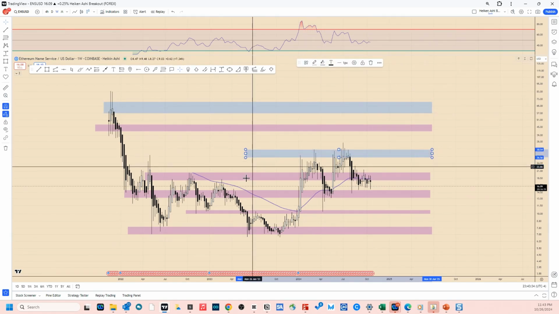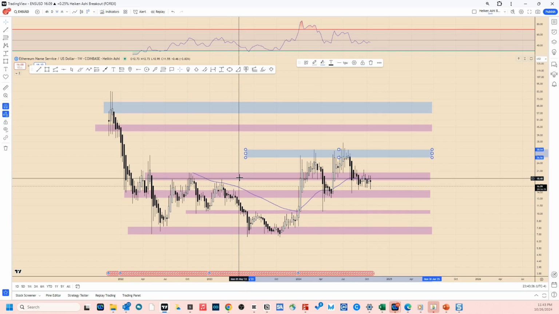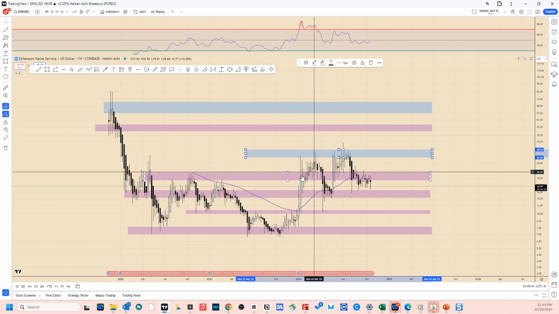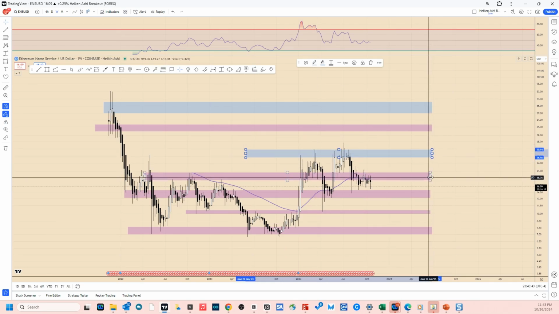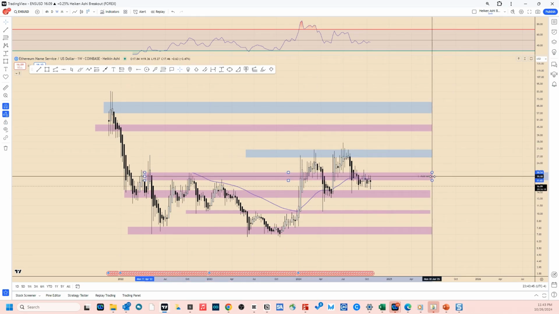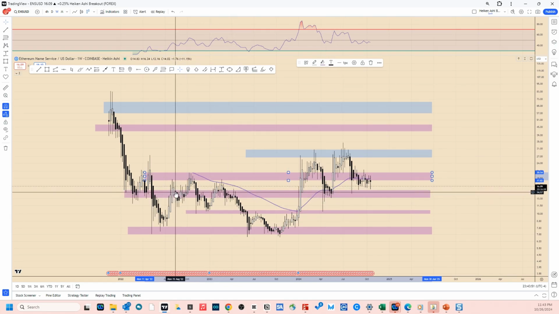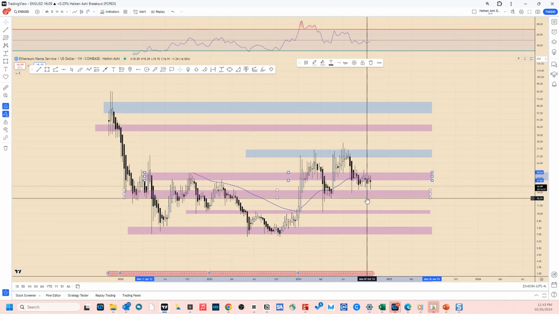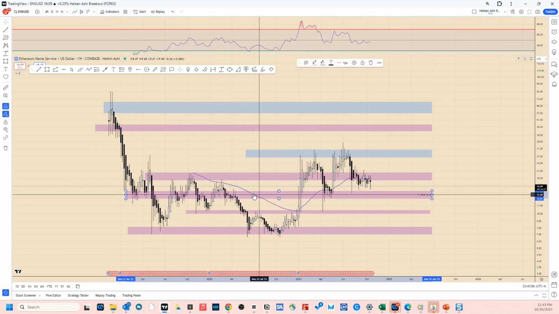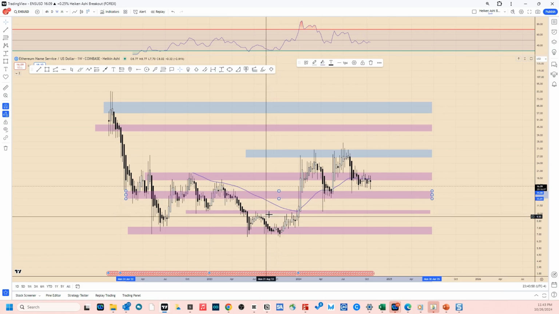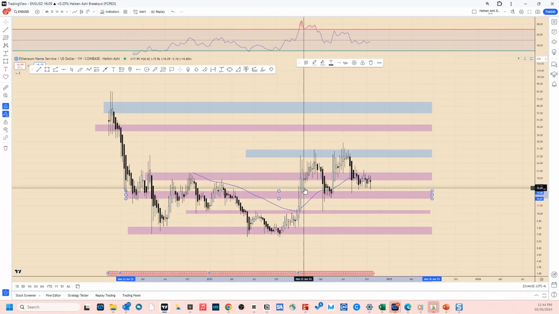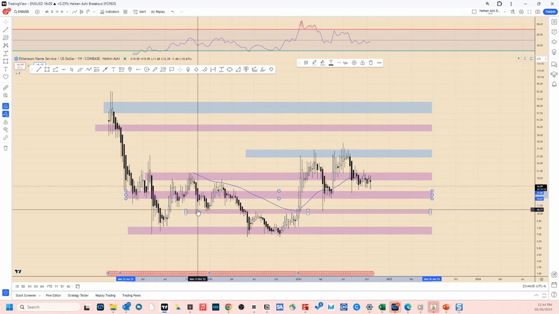This here has been resistance, support. So we can keep that the same. I'm just going to draw this out just a little bit here. This one has also been support, resistance, support. So this is good here. This one, we have resistance here, and then it broke through, and then also support right here.